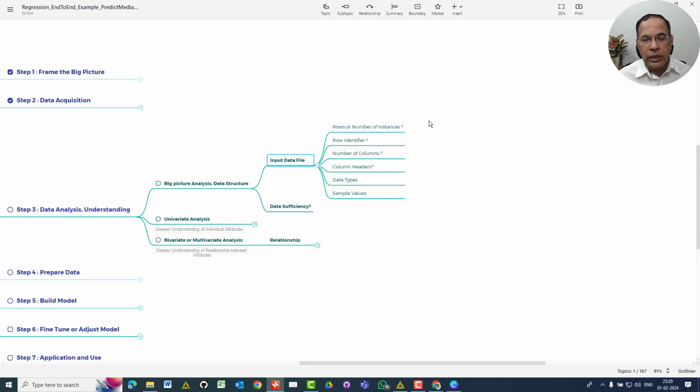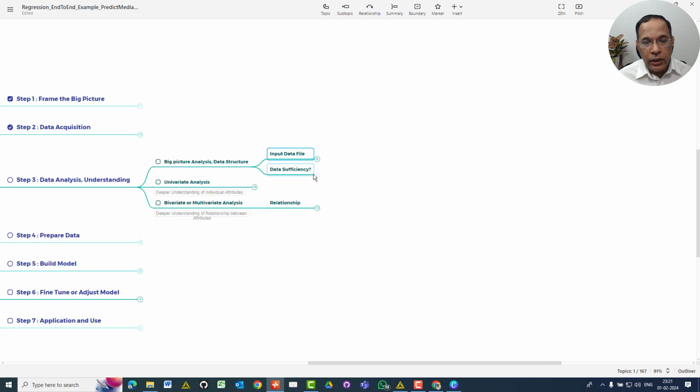Primarily, we start looking at the input data file and say, hey, what is given to us? How many instances of these district values, which is the number of rows, how many columns have been given to us, what kind of data attributes are there in terms of column headers, what are the data types, is it a number, is it a string, is it a character, whatnot, and what are some of the sample values. So you're warming up, you're getting a feel for what that data is, right?